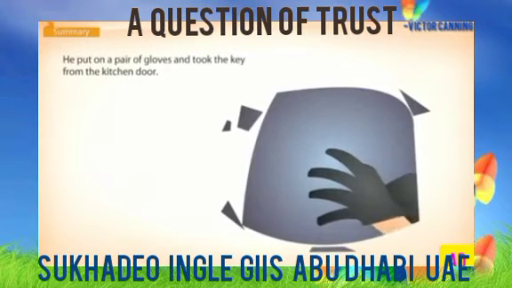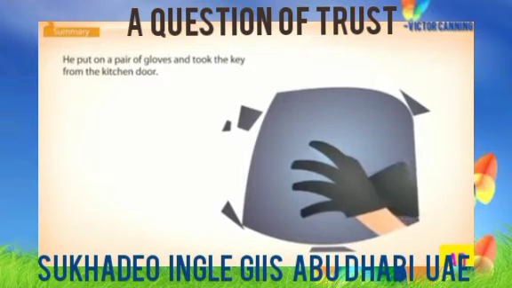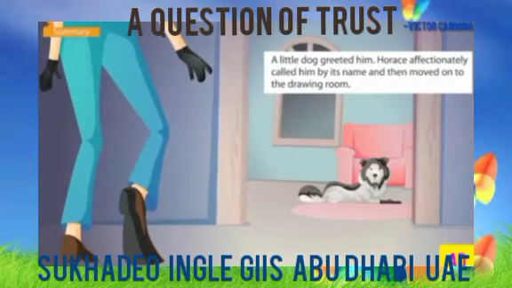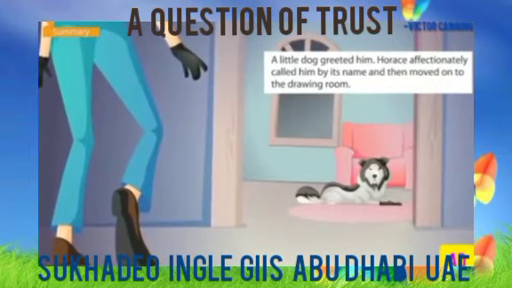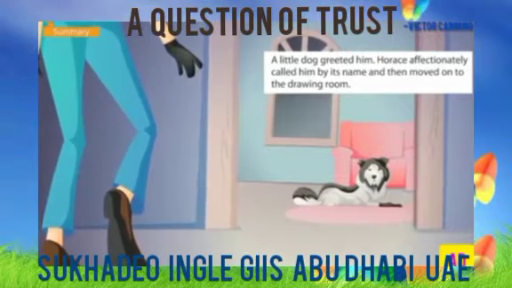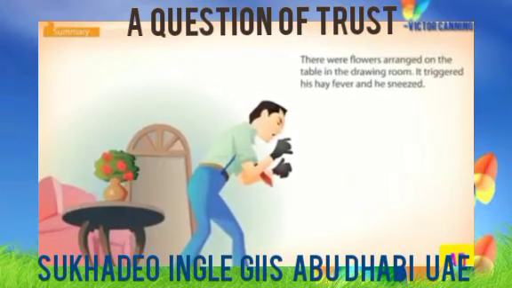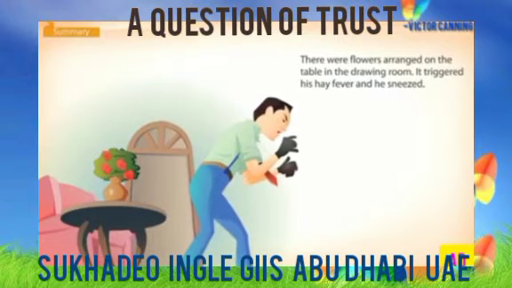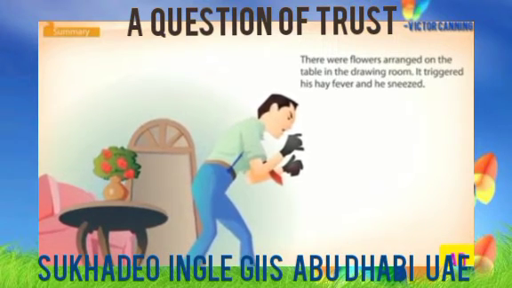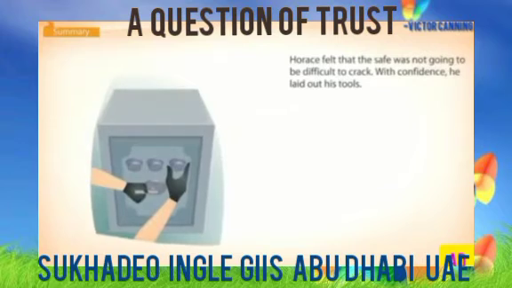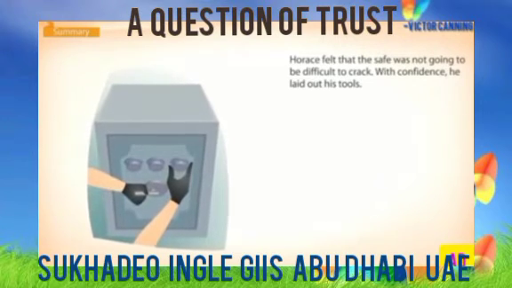He put on a pair of gloves and took the key from the kitchen door. A little dog greeted him. Horace affectionately called him by its name and then moved on to the drawing room. There were flowers arranged on the table in the drawing room. It triggered his hay fever and he sneezed. Horace felt that the safe was not going to be difficult to crack.